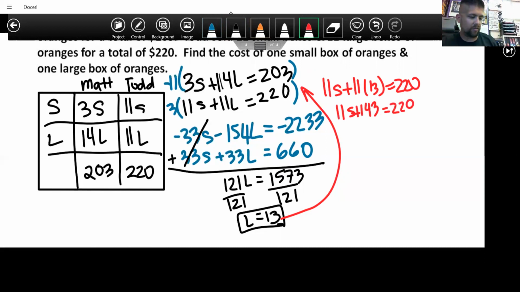We're going to subtract that 143 and we're going to get 220 minus 143 is going to be, how nice it's going to work out, 77. So dividing this out, we're going to get 7. Small box of oranges costs $7. Large box costs 13. So it's one way we can definitely do that.